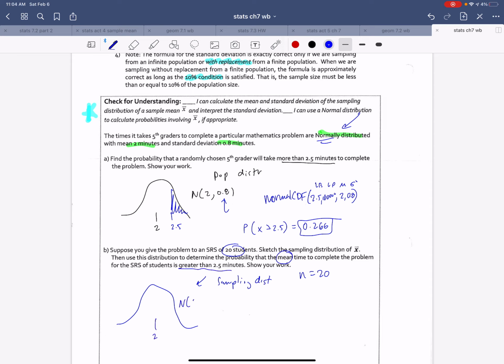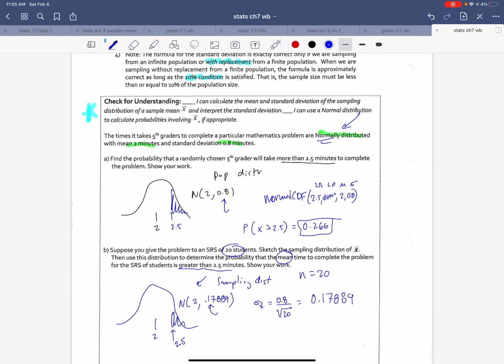And so really this is exactly the same problem, but instead of putting 0.8, I'm going to put sigma of x bar, which would be 0.8 divided by the square root of 20. So just kind of getting that in a calculator here. 0.17889. So 2, and we still want the same answer.